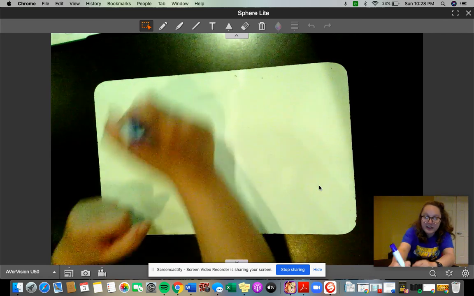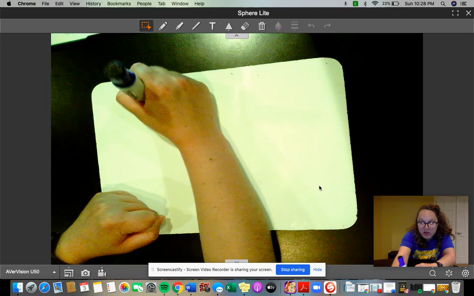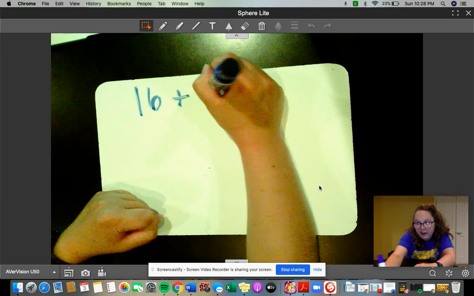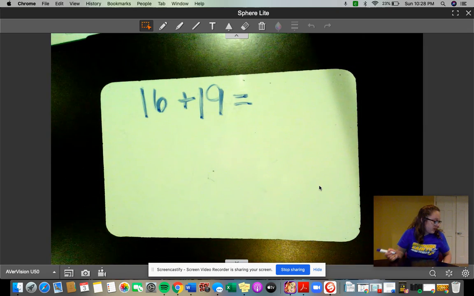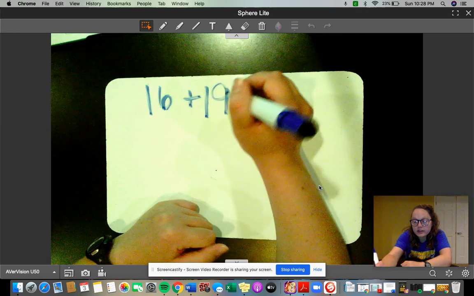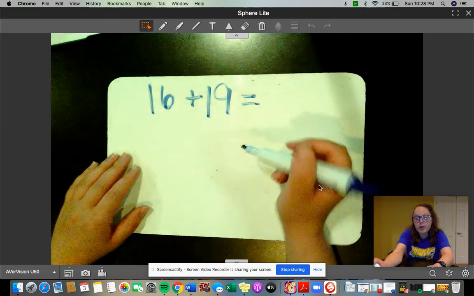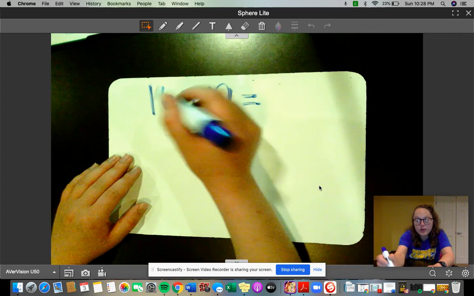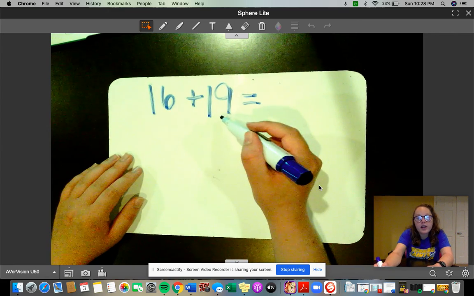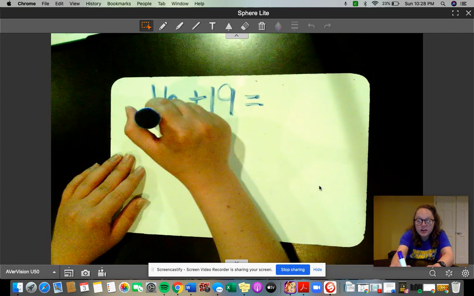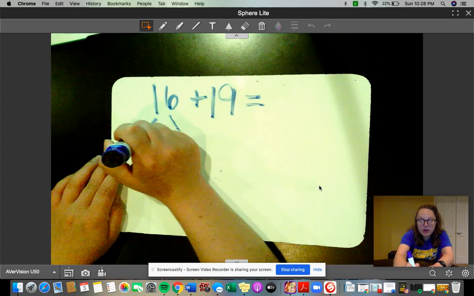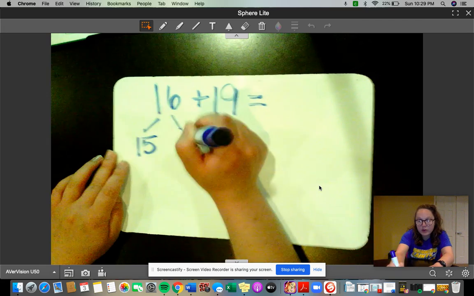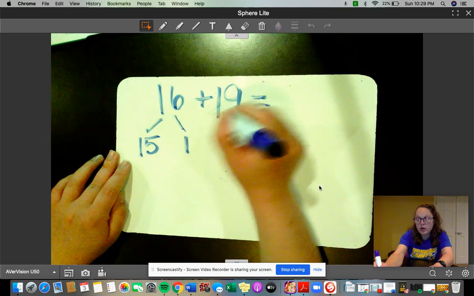So the next one we are going to do is 16 plus 19 equals. So what we are going to do now is we are going to look at which number is biggest and which number is smallest. 16 is smaller, so I'm going to use that to make my number bond. When I look at my 19, I see that I only need 1 more to get to my next group of 10, which is 20. So I'm going to put a 15 and a 1, because I'm going to use this 1 to add to 19.